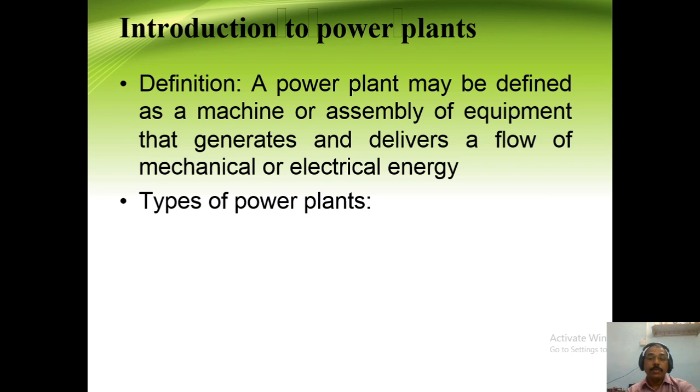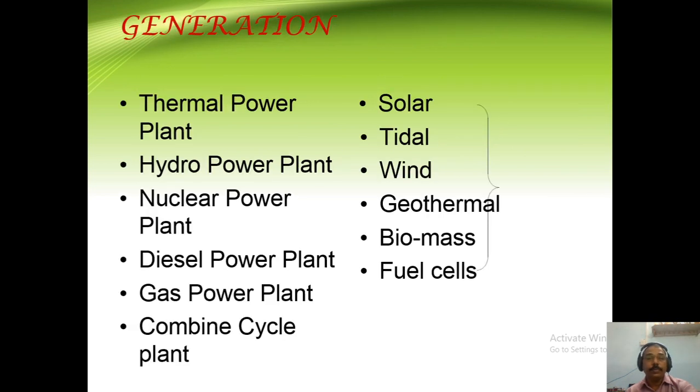So let's see what the different power plants are. Here the different power plants are enlisted: thermal power plant, hydropower plant, nuclear power plant, diesel power plant, gas power plant, combined cycle plant. Along with these power plants, there are different other power plants, that is solar power plant, tidal, wind, geothermal, biomass, and fuel cells.